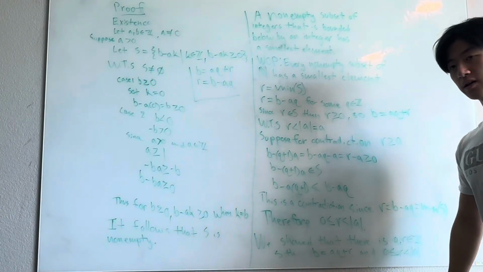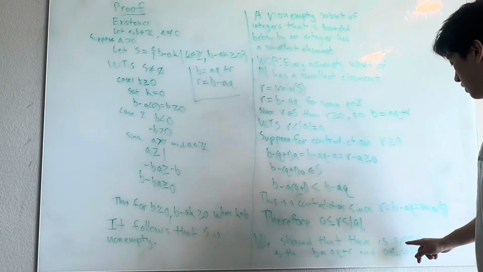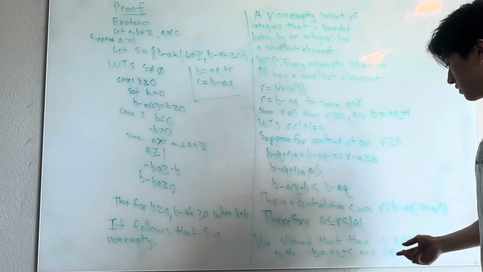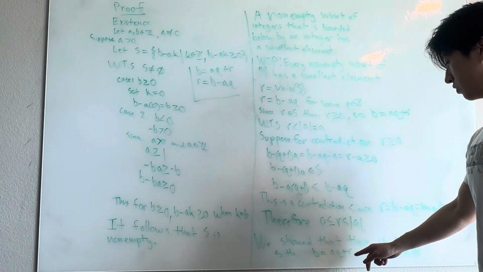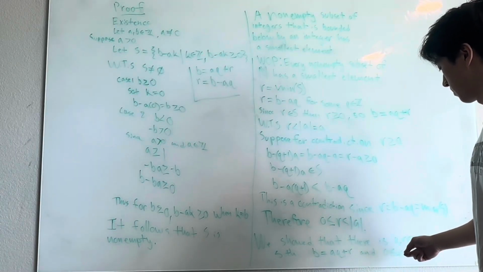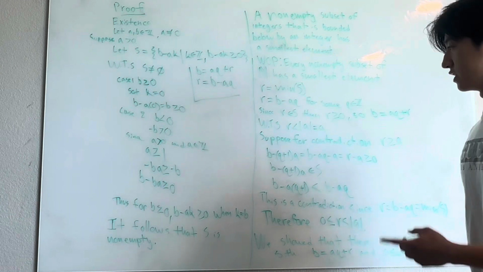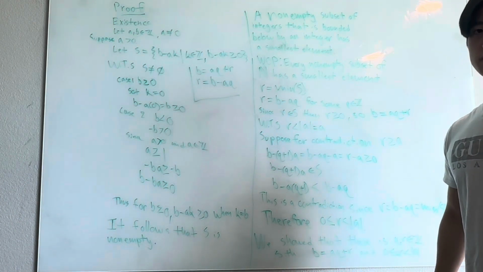So what we did here was show that there are integers q and r such that b is equal to a times q plus r, and r is greater than or equal to 0, and r is strictly less than a. And then in the next section, I'm going to show uniqueness.